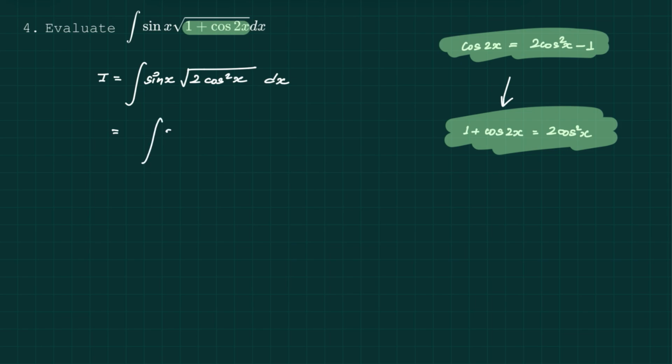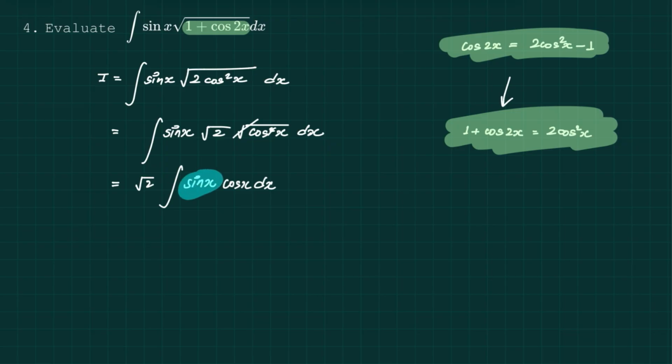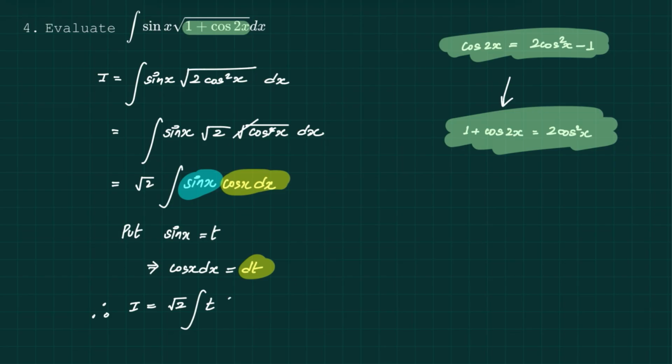So this equals integration of sin x. Let us separate the square root, then it will be square root of 2 into square root of cos square x dx. Here the square and this square get cancelled, and since root 2 is a constant, let us take it out. Then we will have integration of sin x into cos x dx. Now let us assume this sin x to be t. So put sin x equals t, and differentiating both sides with respect to x, we have cos x dx equals dt. Therefore my integral I will be equal to square root of 2 integration of t dt.